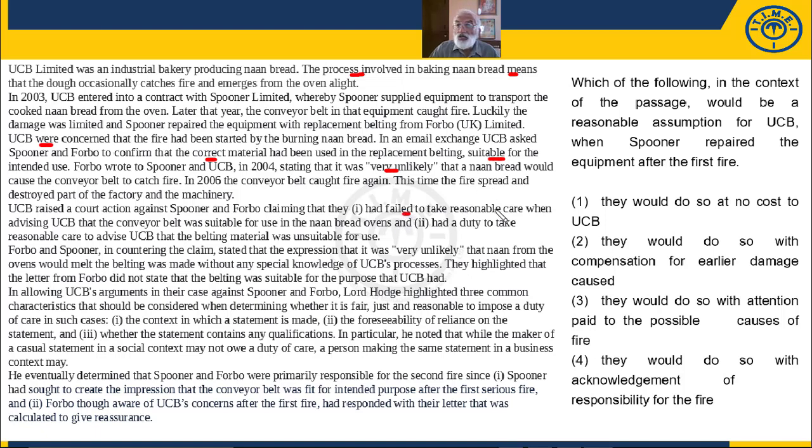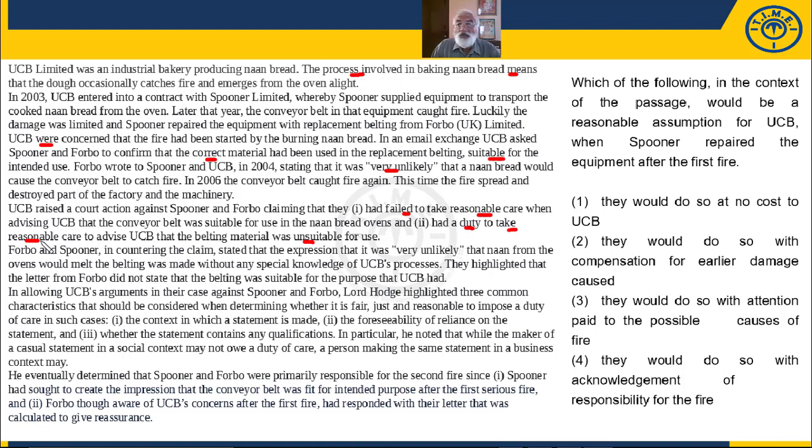They failed in taking reasonable care when advising UCB that the conveyor belt was suitable for use in the naan bread ovens. So that means if they were going to tell them it was suitable, they should have been careful about assessing the situation before they said that. And they had a duty to take reasonable care to advise UCB that the belting material is unsuitable for use. Which means if Forbo and Spooner thought it was unsuitable, they should have actually informed them, and they should have taken reasonable care to inform them that it was unsuitable.